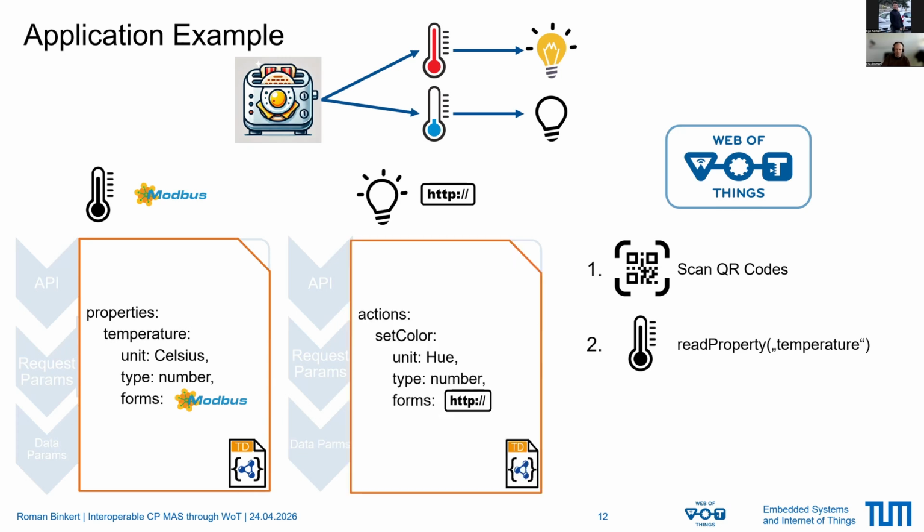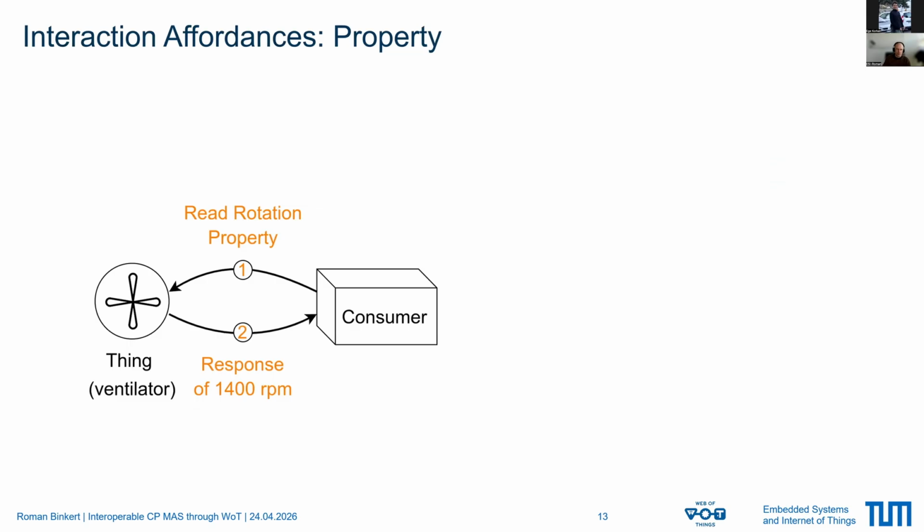We can easily find the correct interaction, the correct request we need to send, and we can find the value that we need to send to the light bulb to then invoke the action, set color with the input 60 to turn it to yellow, for example. This is the idea, and for that, we have 3 different interaction affordance classes: properties, actions, and events.